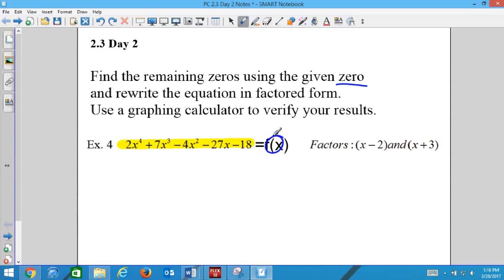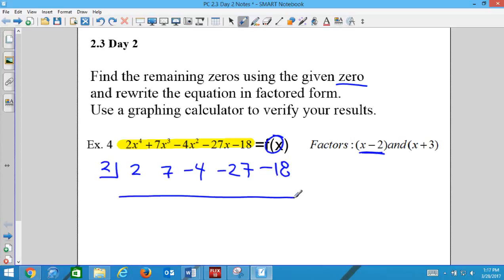How do we divide out x minus 2? I can use synthetic division. So we're going to take this function and take out the x minus 2 by putting what number here? 2. And we bring down our coefficients, check for placeholders, and perform synthetic division.